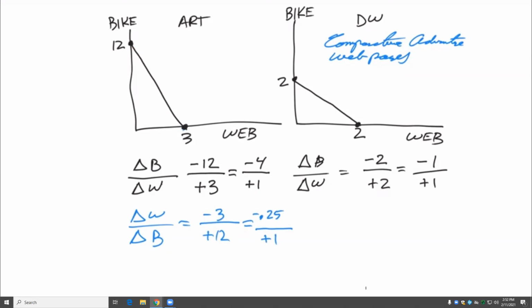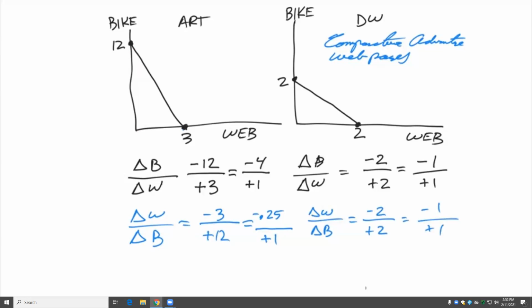Now let's do the same for DW. Well, we don't really have to do much, do we? If we increase bike repair by 2, web page is going to go down by 2. That equals minus 2 divided by 2 equals minus 1. Okay, so we've got 1 bike repair costs DW 1 web page.